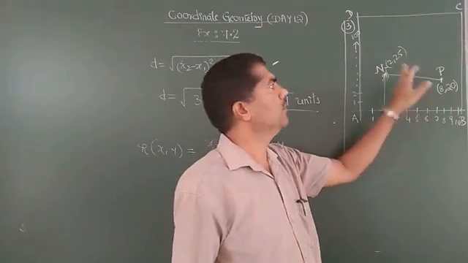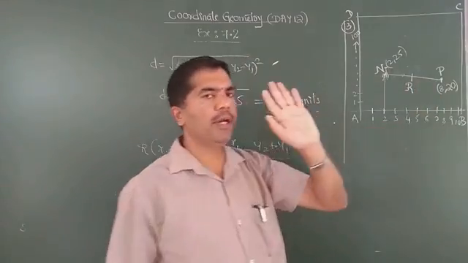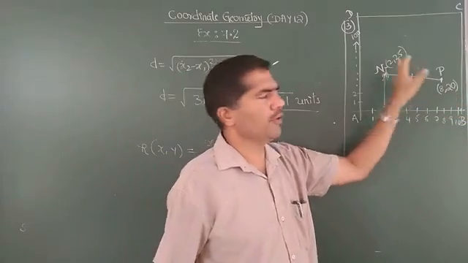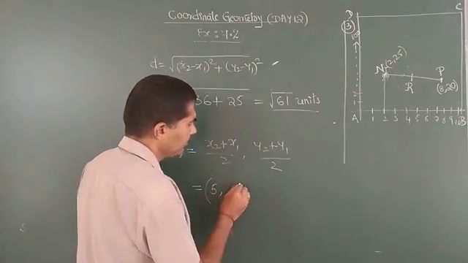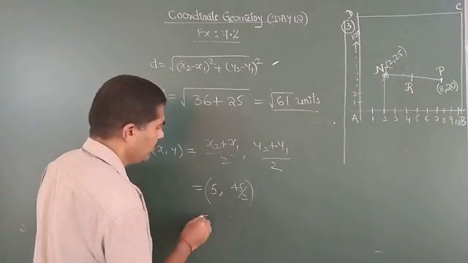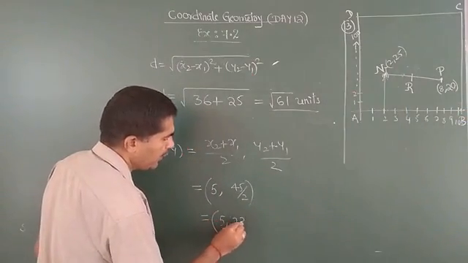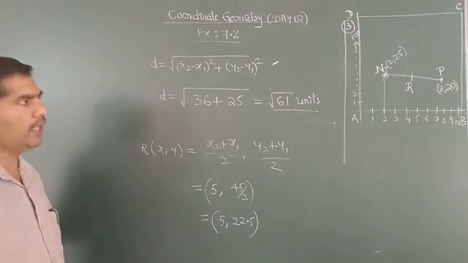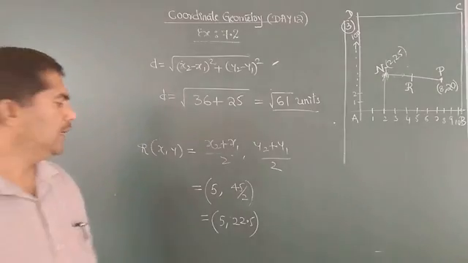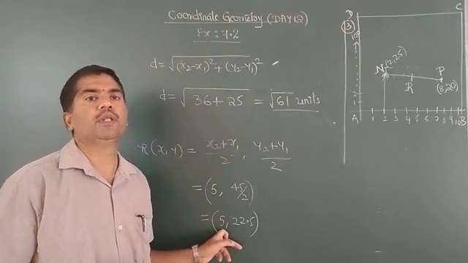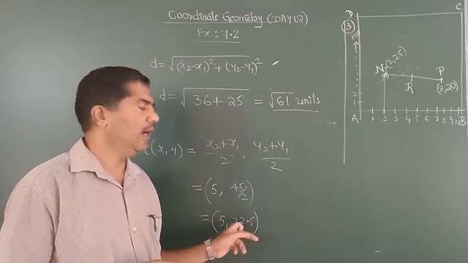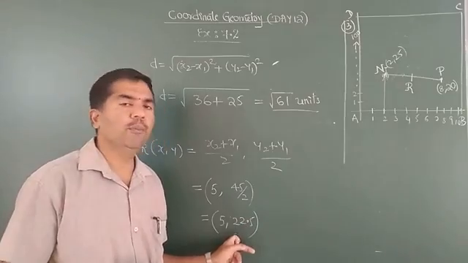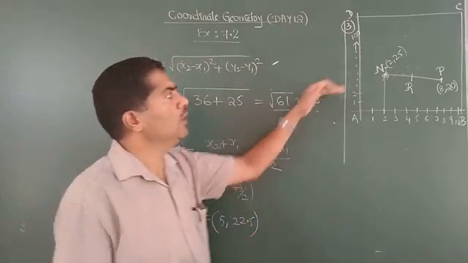x2 is 8, x1 is 2, 8 plus 2 is 10, 10 by 2 is 5. Directly you will write 20 plus 25 is 45, 45 by 2 or 22.5. So we find 22.5 is the location of R. So where Rashmi has to place the flag, that is on the fifth line, and after 22nd part, or between 22nd and 23rd part.